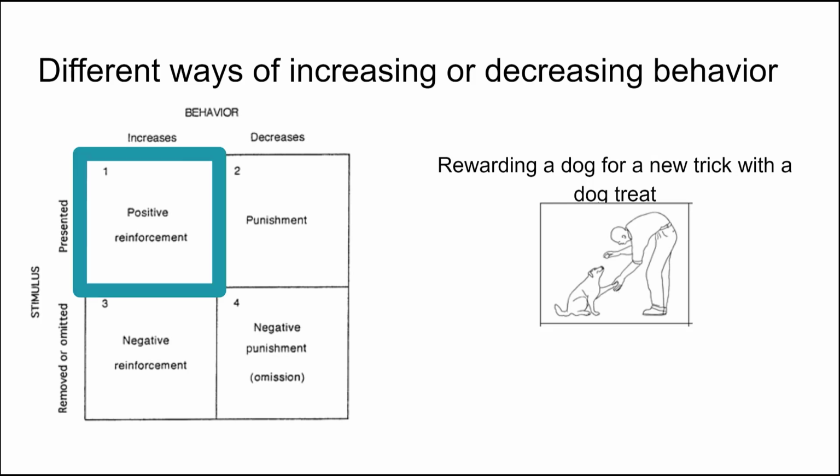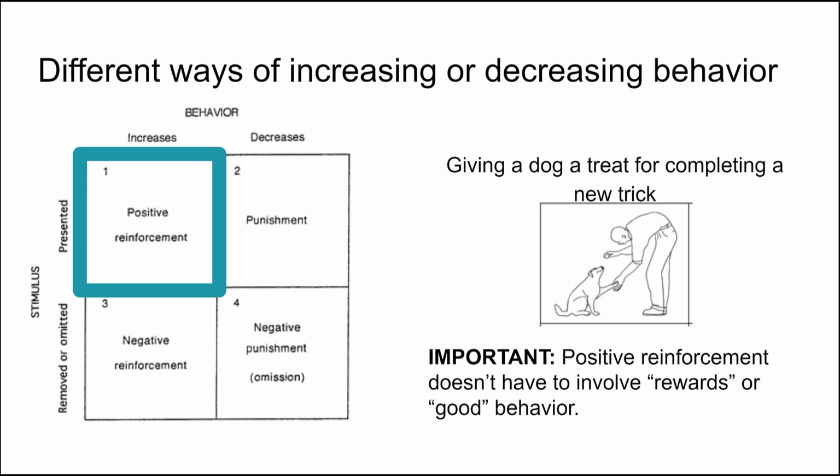This is positive reinforcement. The behavior is the new trick. The consequence of that behavior is that the dog gets a treat. The treat is a stimulus that's added, so this is positive. The effect is that the behavior increases. The behavior of performing the trick is more likely in the future, so this is reinforcement, so positive reinforcement. It's important to note that positive reinforcement doesn't have to involve rewards or good behavior. It just has to be something added that increases a behavior.